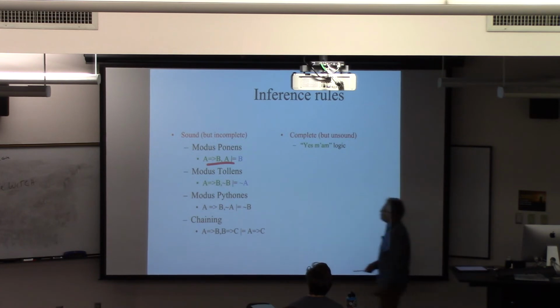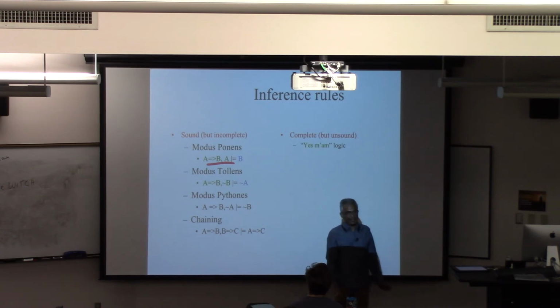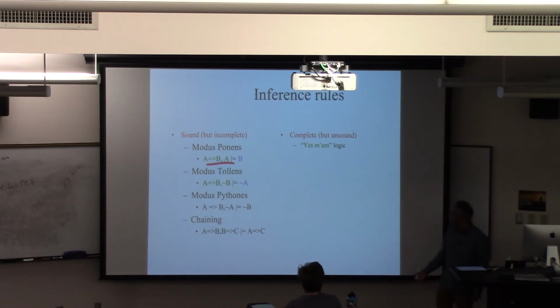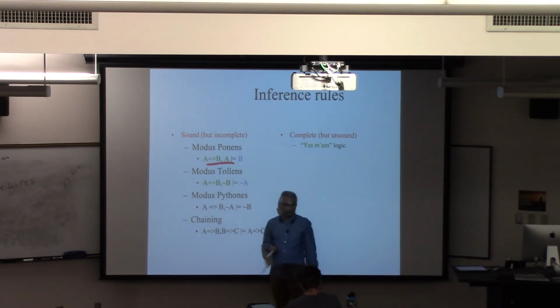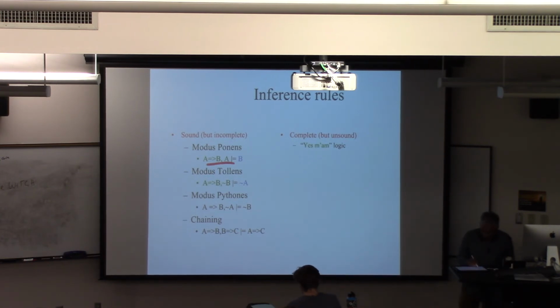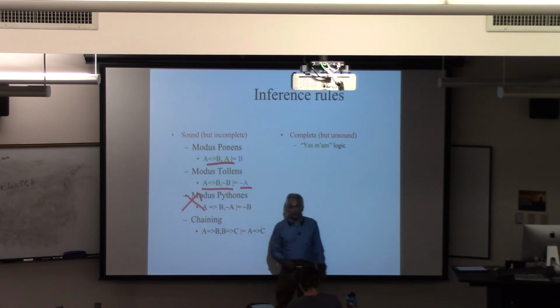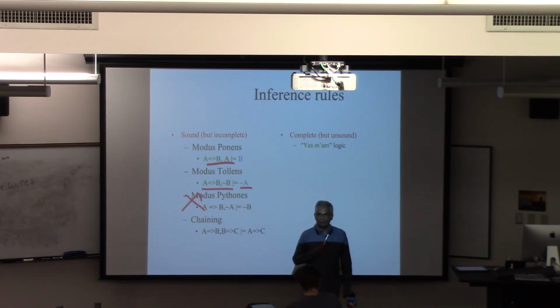If the things in green are in the knowledge base, and the thing in blue is being written as entailed. So if A implies B is true and A is true, then B is true. Then you can write B as entailed. Similarly, modus tollens: if A implies B is true and not B is true, then you get to write not A. Similarly, modus Pythonus, this is actually not a rule. Modus Pythonus says A implies B is true, A is not true. Can you say B is not true?